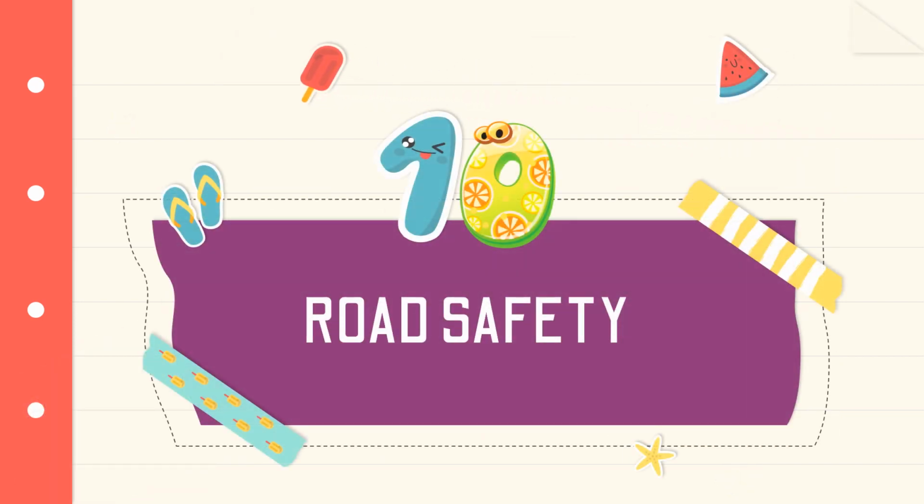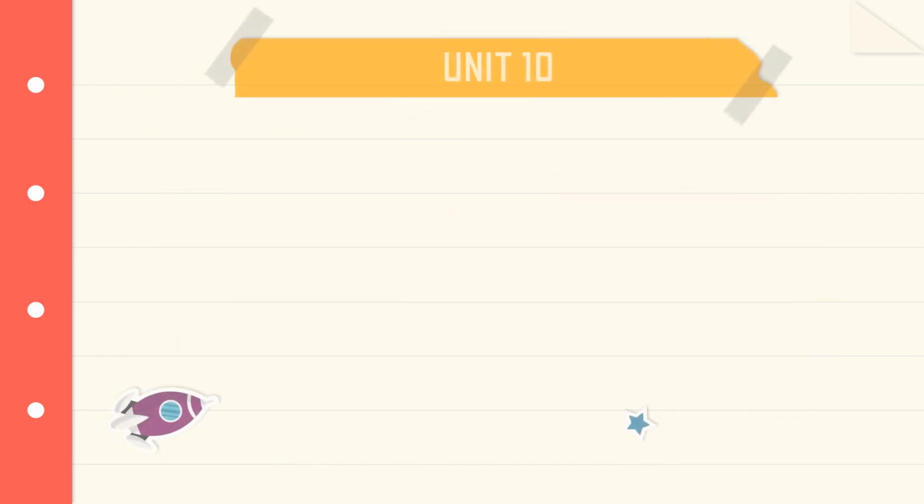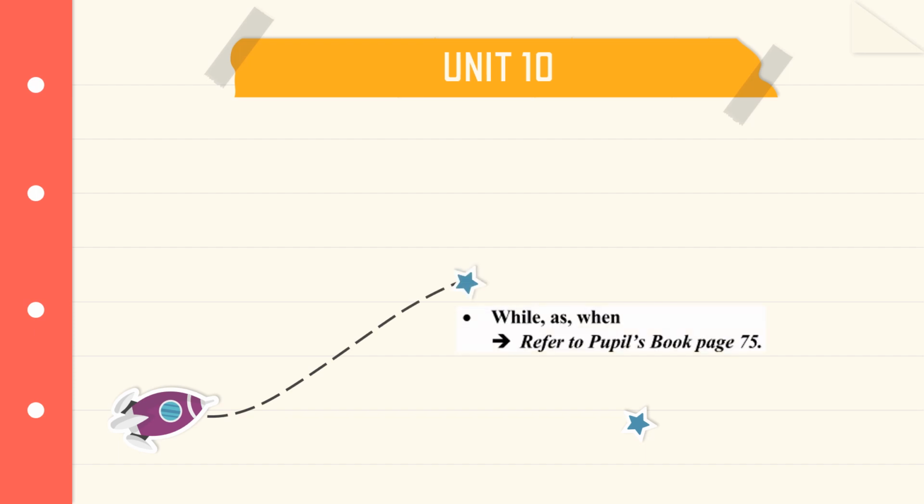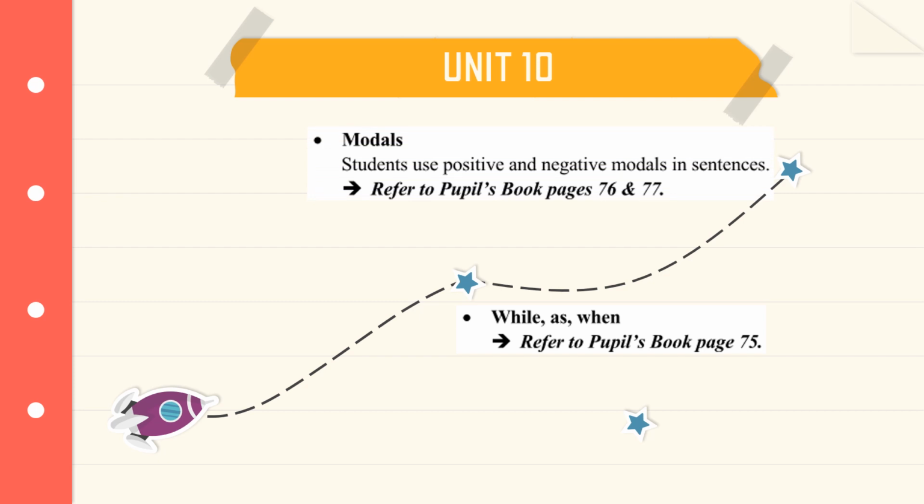On to Unit 10, Road Safety. Unit 10, you learned about while, as, when, and you can check your pupils book page 75 to know more about it. And then you learned about modals. Here, you need to use positive and negative modals in sentences. To have more information about it, you can check your pupils book page 76 and 77. Okay?